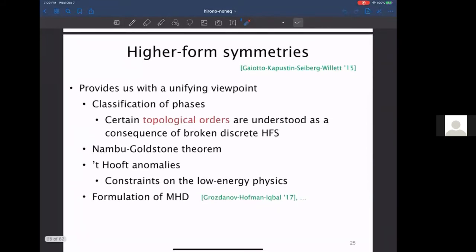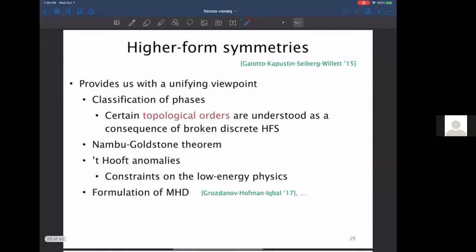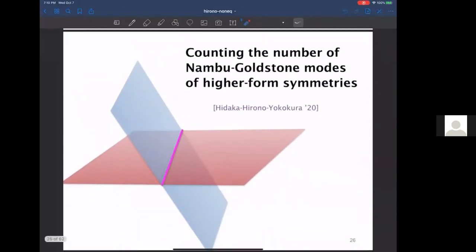And so when there's a symmetry, we can consider the gauging of the symmetry by introducing some external gauge field. And when there is an anomaly, then we can use this as a constraint on the possible low energy physics, because this anomaly should be conserved at low energies as well. And there's a very nice formulation of the MHD using the language of higher form symmetries, pioneered by the next speaker, I think. So I'm going to now talk about the problem of counting the number of the massless Nambu-Goldstone modes when the higher form symmetry is broken.